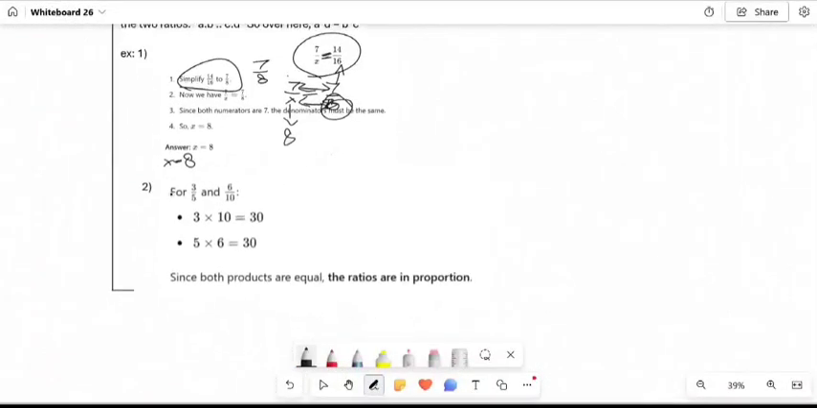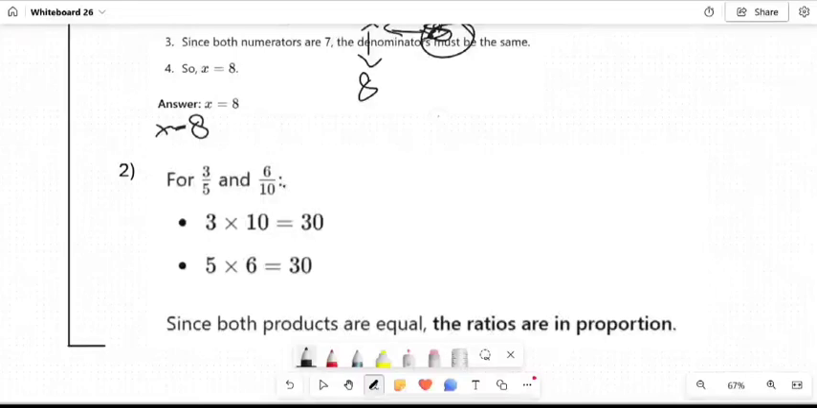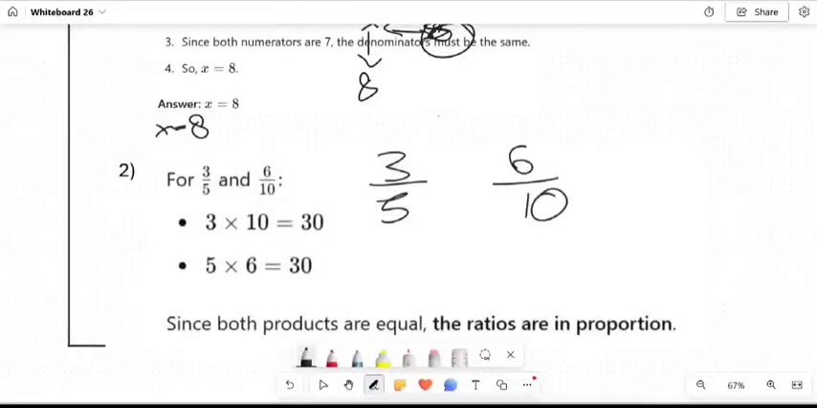Now let's go with another one: 3 by 5 and 6 by 10. Now we have to find out if they are in proportion. There are two ways we can do this. First of all, we will change both of these into ratios.